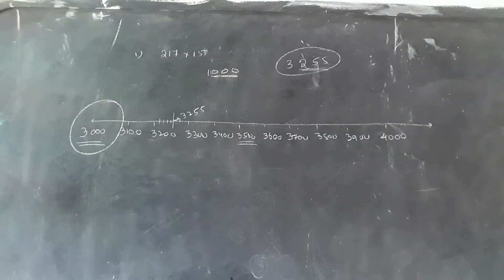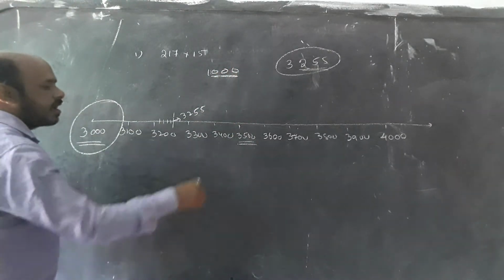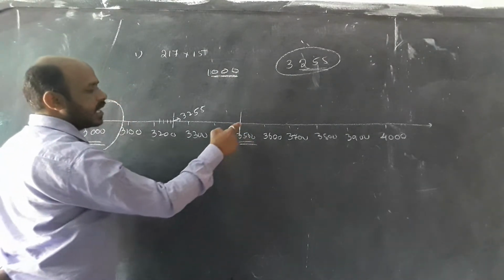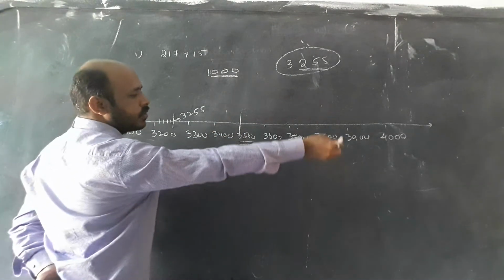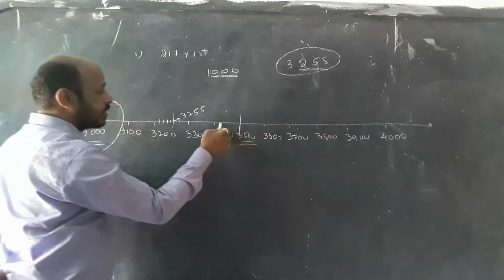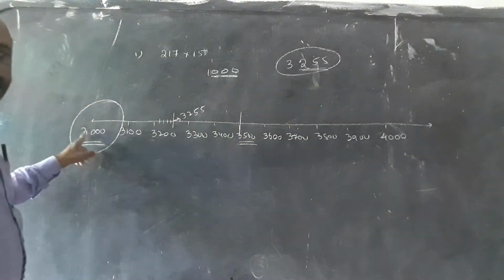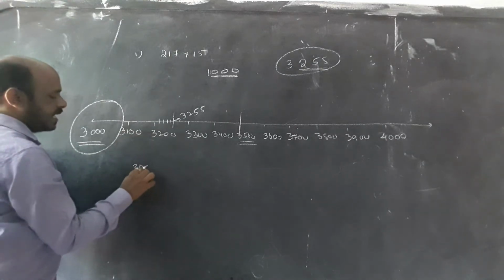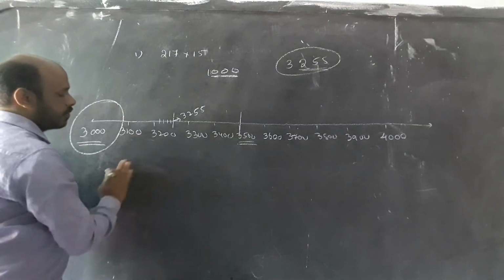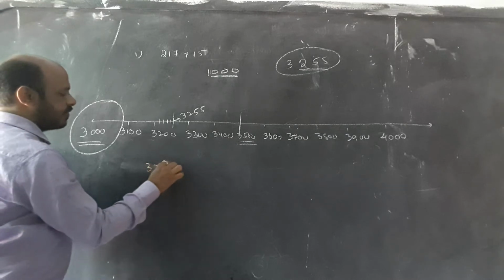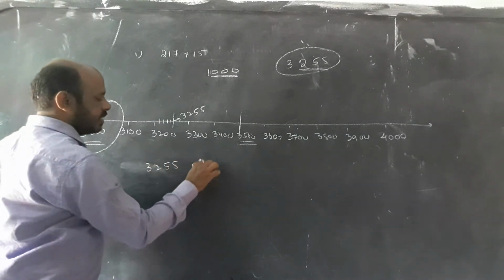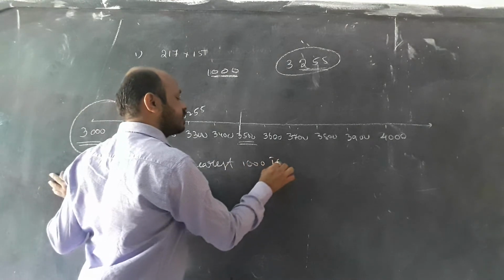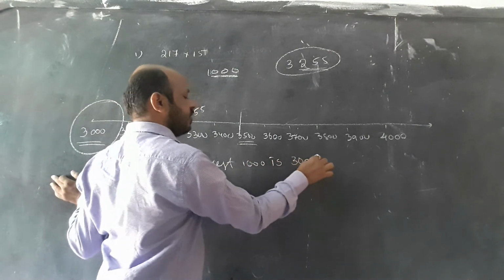Always see this middle number and compare. If the number goes to the right side of the middle number, that is the nearest thousand; if it goes to the left side, that is the nearest thousand. So the nearest 1000 to 3255 is 3000.